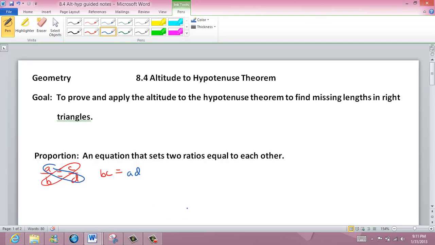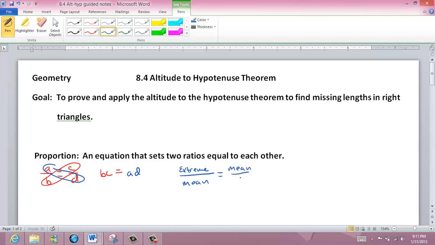Now with this, the things we're multiplying together actually have names in a proportion. One set of cross products is known as the extremes, and the other cross product is known as the means. So we would actually have what is known as an extreme over a mean in the first ratio, and in the second ratio we would have the mean over the extreme. And if you notice, if I cross multiply one way, that would be the product of the means. If I cross multiply the other way, it would be the product of the extremes.